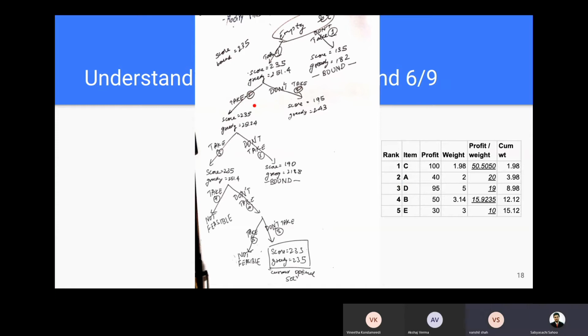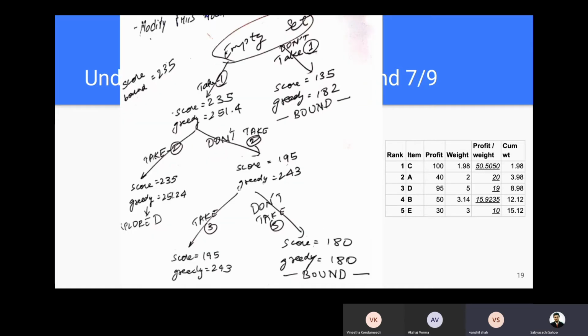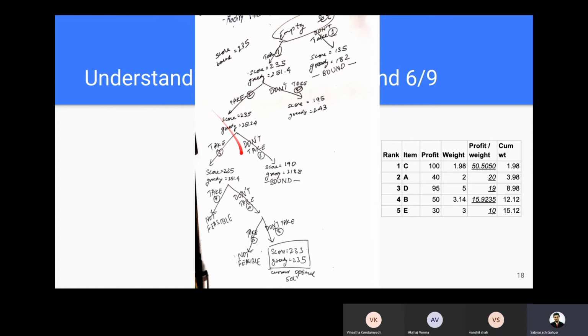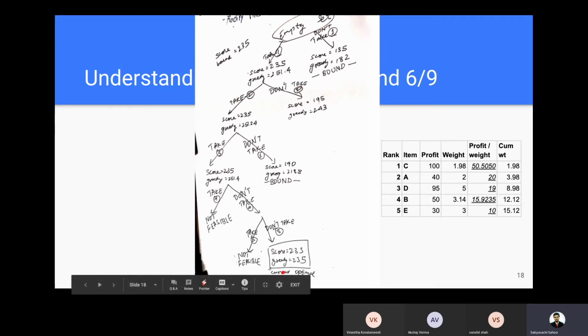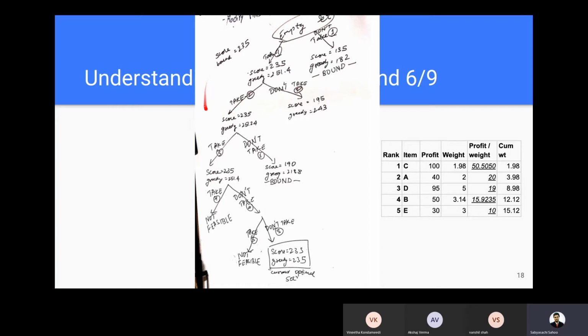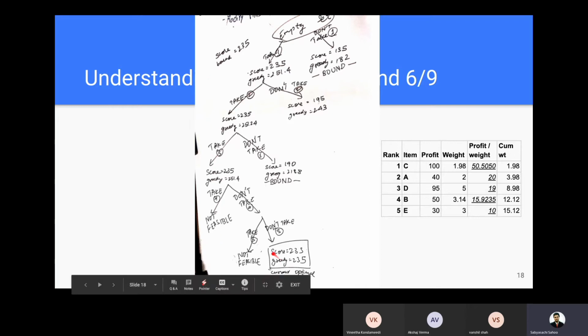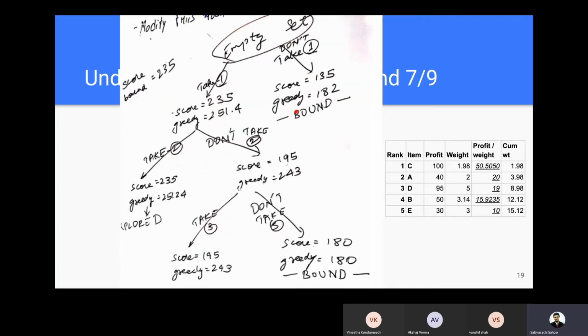Okay. Any other question? Okay, fine. So now you remember that we have so far explored the complete part of these three. Either we have bounded at some of the nodes because of the score bound or because of infeasibility, or we have reached the leaf solution. Now we can see that this part of the tree has not been explored yet. So let's go further and look into that.